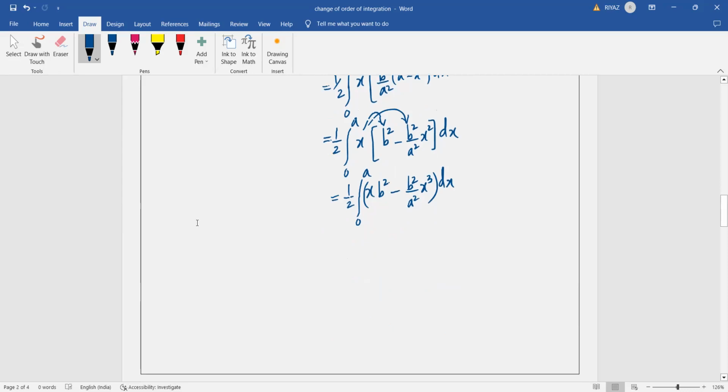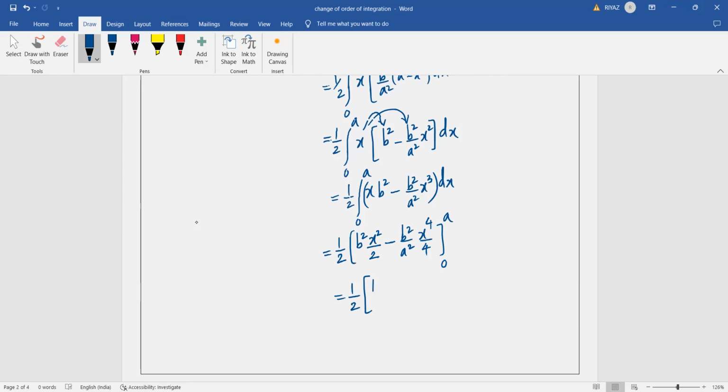with respect to x, when you integrate, this becomes 1 by 2. So this b square is as it is. Integration of x becomes x square by 2. Minus b square by a square, x cube, integration of x power 3 becomes x power 4 by 4. Limits are 0 to a. Now upper limit minus lower limit. This one, dx only we did.